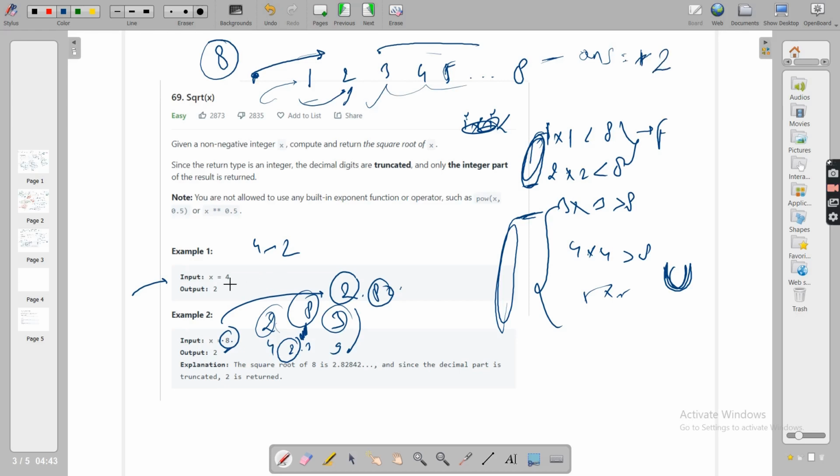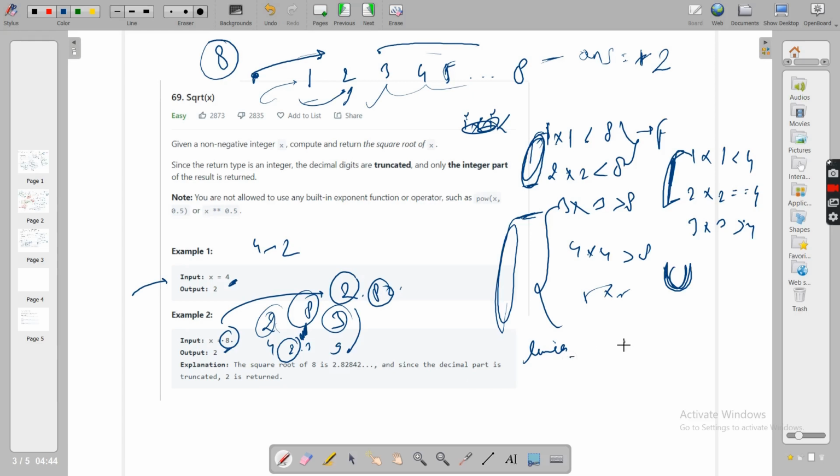Now for 4, what will happen? 1 cross 1 is lesser than 4. 2 cross 2 is equal to 4. 3 cross 3 is greater than 4. If we run our loop in linear search, we know which is our favorable zone.